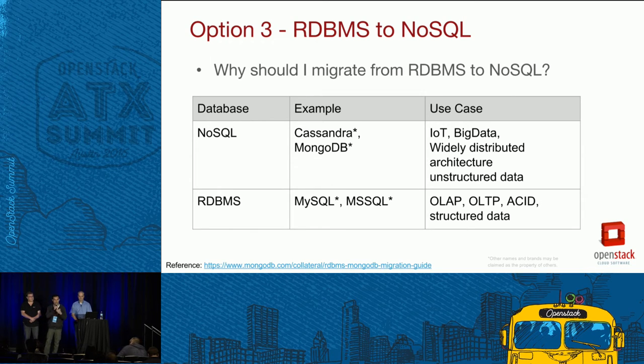So that's why we have this concept of eventual consistency. You're not always getting the same data at the same time, but eventually it will become consistent. So that's a new concept when moving into NoSQL.